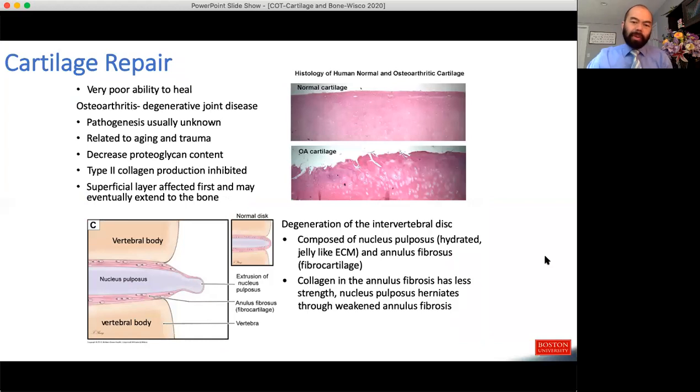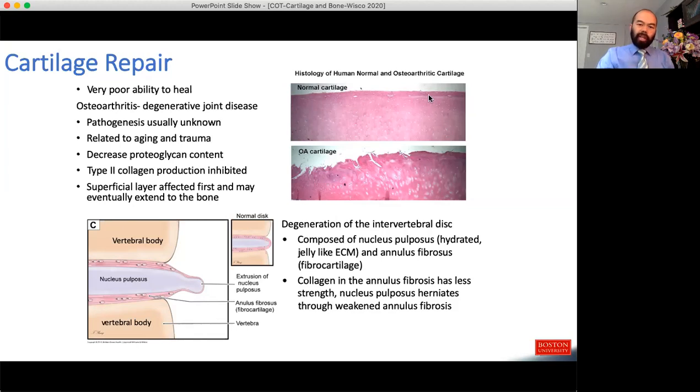Okay, so what happens if cartilage gets damaged? How does it get repaired? Remember that cartilage is avascular, so that presents a big problem, because that means that the body can't send stem cells, it can't incite an inflammatory reaction, it can't undergo a wound healing process that we normally see for other tissues of the body.